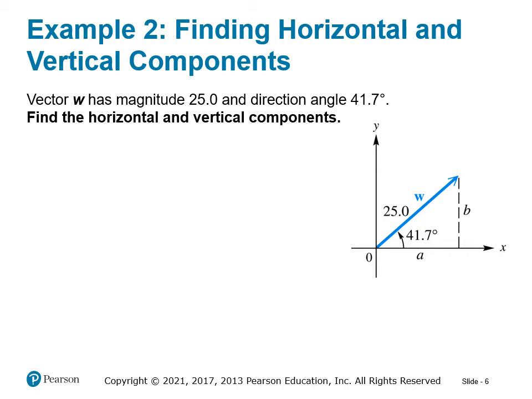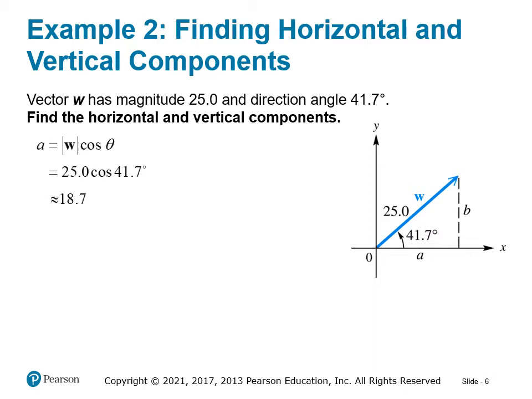Vector W has a magnitude of 25 and a directional angle of 41.7. Find the horizontal and vertical components. This is a very simple problem. If you want to hit pause, fine, do that. It's always a good idea, if you know what you're doing, if we've had a second problem, to go ahead and hit pause to try it yourself and see if you can get it, because you're going to learn more that way and you're going to master the material quicker. I know you want to do it quicker.